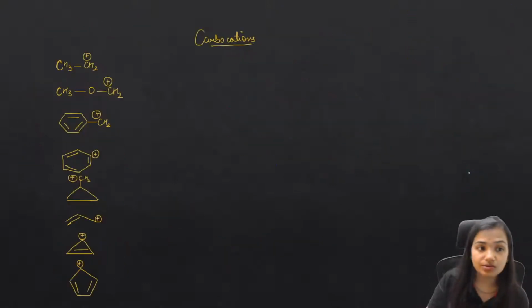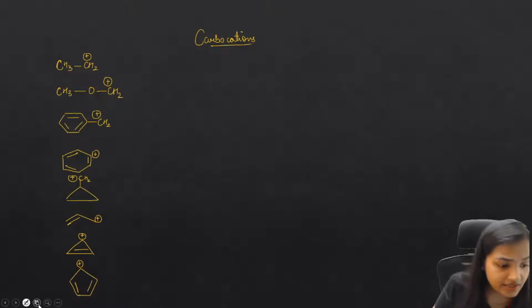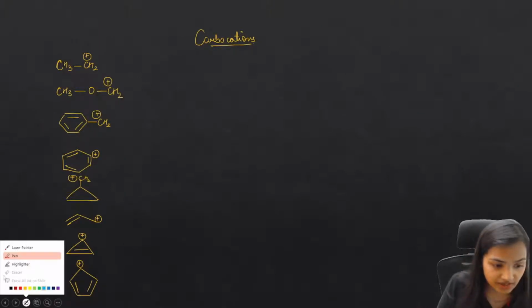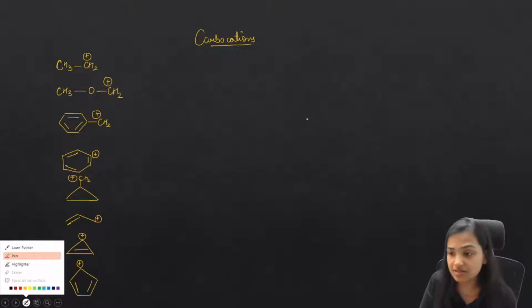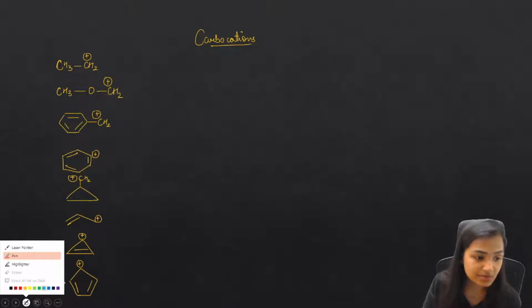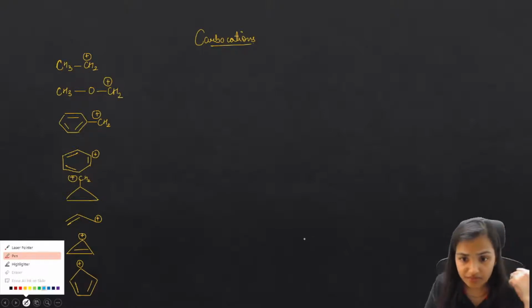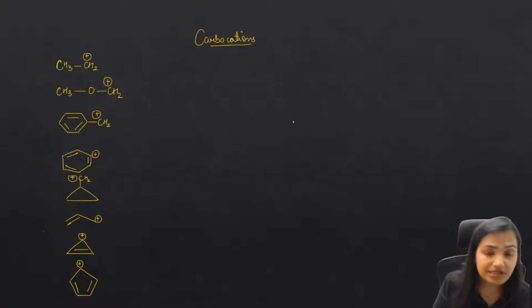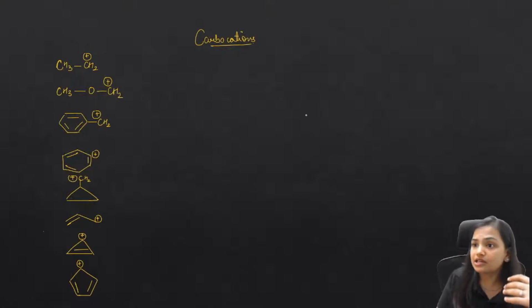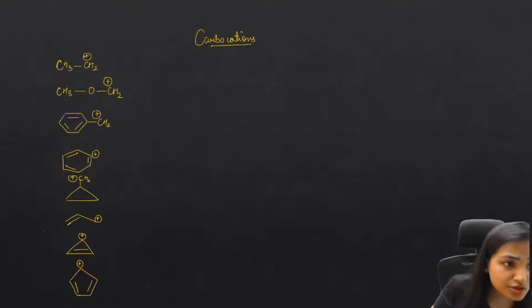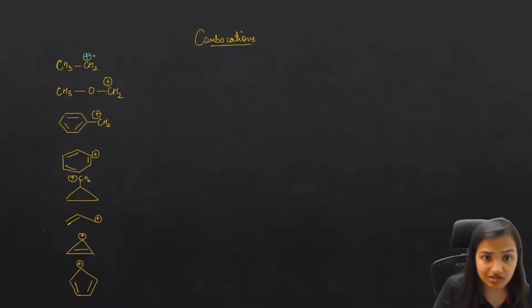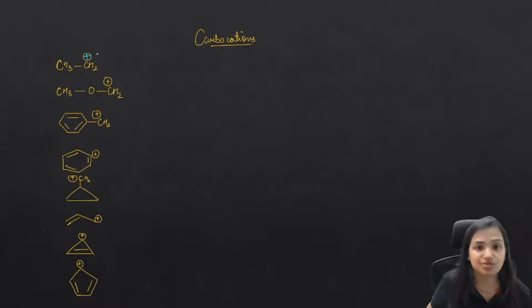Now, guys, when we see carbocations, we have to know about their stability and how they can attain stability. To attain stability, they have a criterion: their charge has to undergo delocalization or dispersal. A carbocation wants to disperse its positive charge, to neutralize its positive charge.